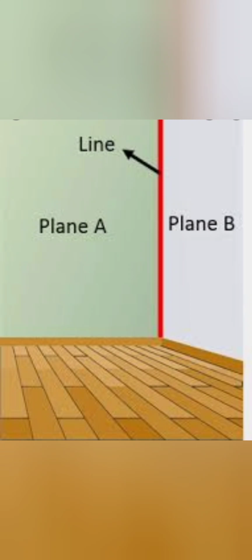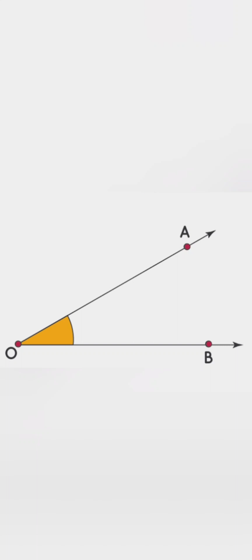Next is a plane. A plane is a flat surface that extends in all directions, meaning it extends equally in all directions. It also does not have thickness. Examples are the floor. In the picture they have given plane A and plane B. This could be the wall of your room, the surface of a slanting rooftop, or the surface of a table.